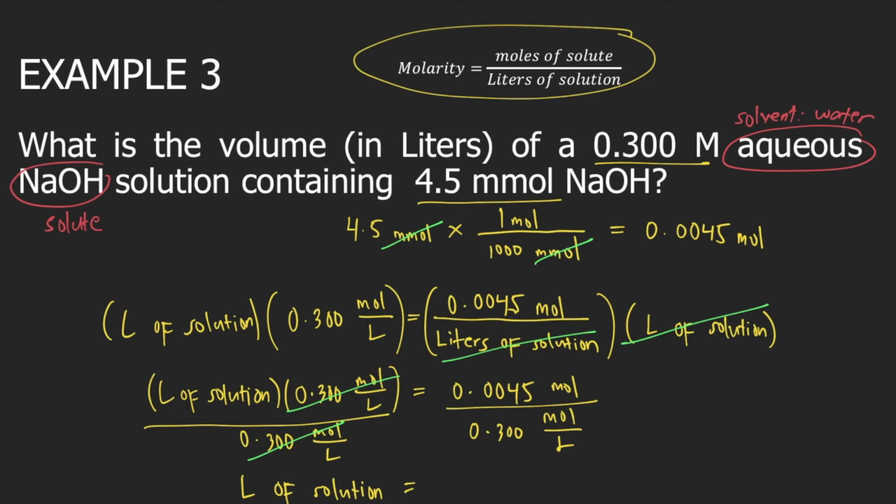And on the right side, we have 0.0045 moles divided by 0.300 moles per liter. So moles will cancel. The remaining unit is liters. So 0.0045 divided by 0.3, this is equal to 0.015 liters. So the answer to this question is 0.015 liters.